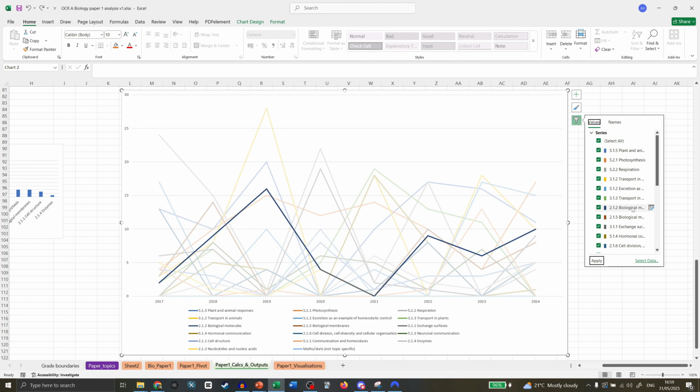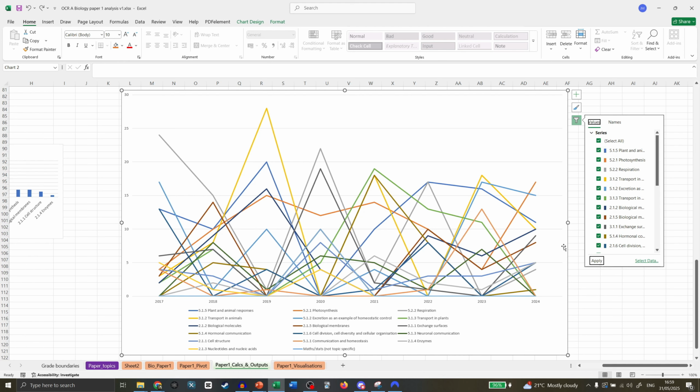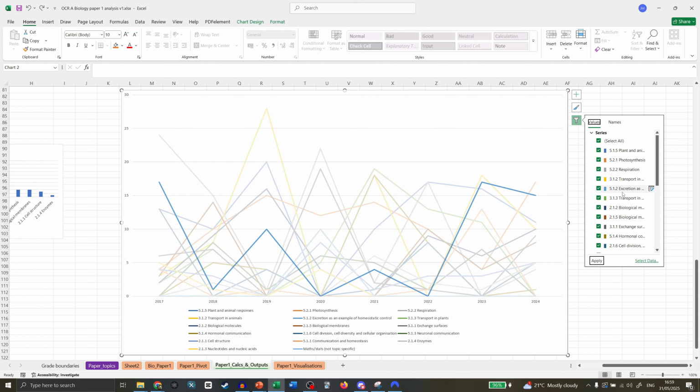So biomolecules. This had a peak in 2019, and a 2 years dip, one up, one down, one up. I think this is going to go down. I think it's going to go down or stay around the same, between 5 and 10 marks. That's what I think is going to happen there.